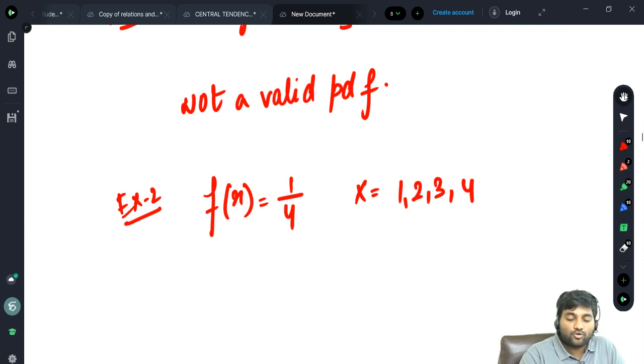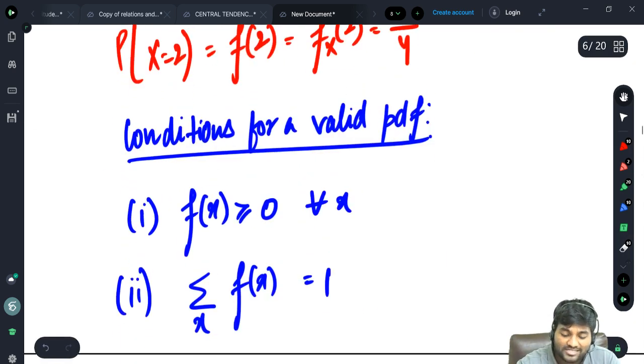Valid, why? f(x) is constant. If you put x is 1, then it is 1 by 4. If you put x is 2, then also it is 1 by 4. And if we sum all the four, we'll get 1 by 4, 1 by 4, 1 by 4, 1 by 4, and the total probability is 1. These two conditions should be satisfied.